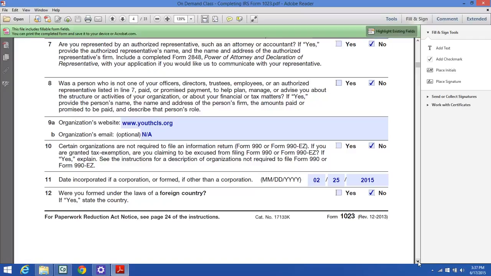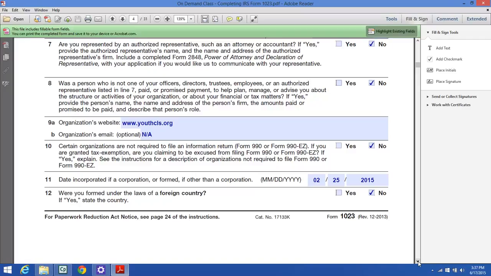10. Certain organizations are not required to file an information return, which is also the Form 990 or Form 990EZ. If you are granted tax exemption, are you claiming to be excused from the filing of Form 990 or Form 990EZ? Well, the answer there, I'm just going to tell you, should be no, because every 501c3 nonprofit organization is required to file a Form 990 or Form 990EZ during the reporting period of each year.